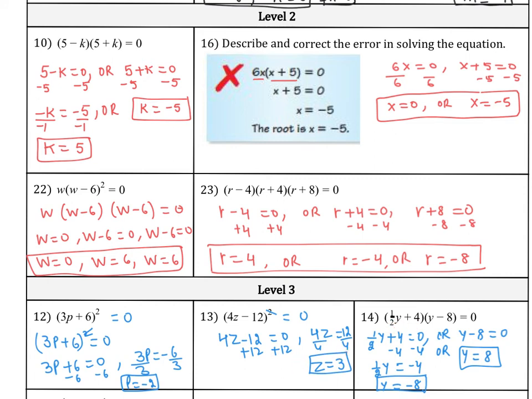Next, you put these two factors equal to 0 one by one. To solve for y, you're going to subtract 4 on both sides, and then you got 1 over 2 y equals negative 8. Multiply by 2 on both sides. This 2 cancels, and you got y equals negative 16. And for this one, when you add 8 on both sides, you got y equals 8.